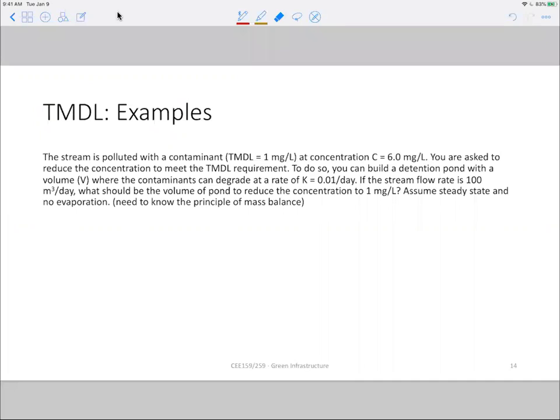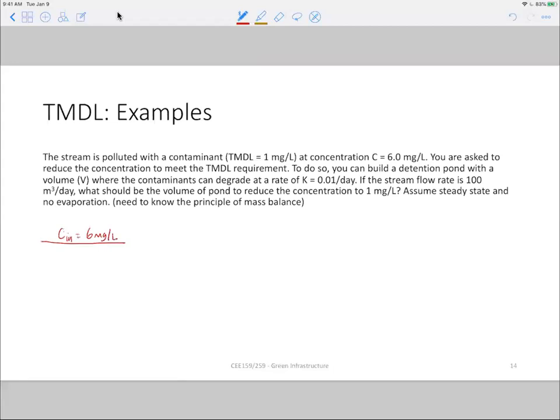All right, so this is example number 2. Here is an illustration of how green infrastructure, in this case a detention pond, can reduce the contaminant loading to a stream. If you read the example, it says that the stream is polluted with contaminants at a concentration of 6 milligram per liter. So let's think this is our stream. It's polluted at a concentration of pollutants, C in, of 6 milligram per liter.